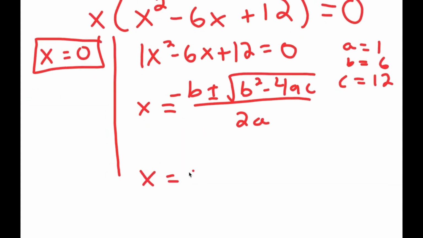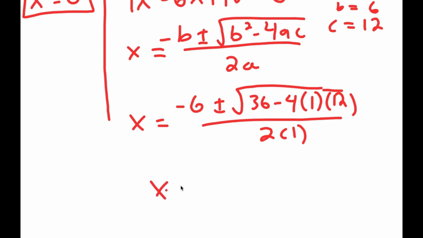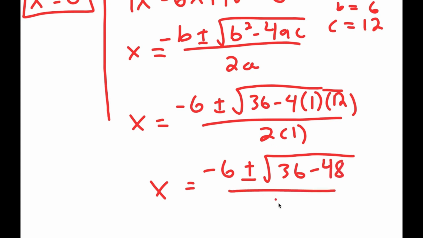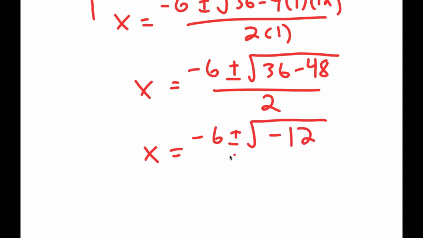So if I plug these values into my quadratic formula, I get negative (-6) plus or minus the square root of b^2, so 6^2, which is 36, minus 4 times a, which is 1, times c, which is 12, all over 2a, so 2 times 1. And this is equal to 6 plus or minus the square root of 36 minus 48, which is negative 12, over 2.